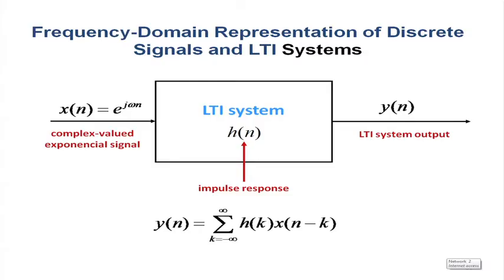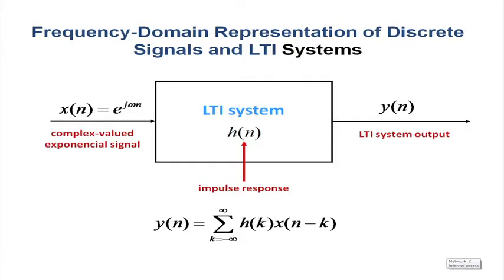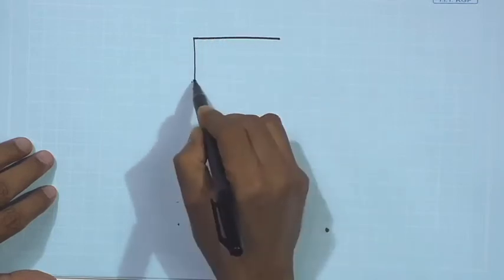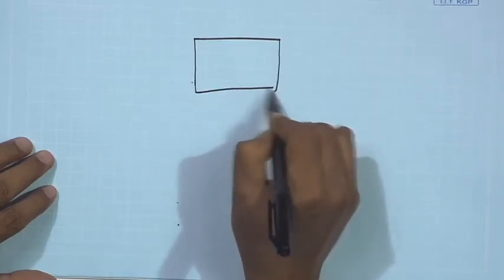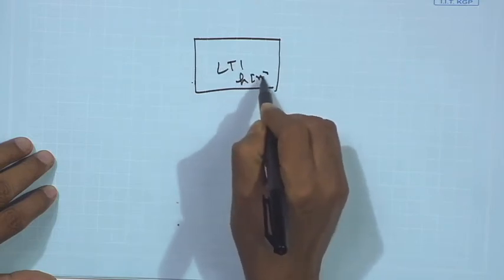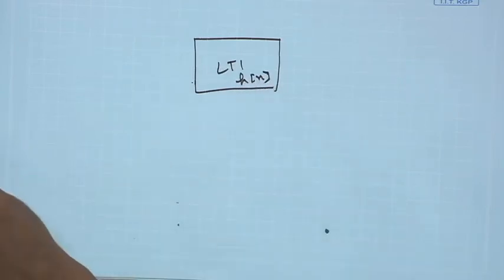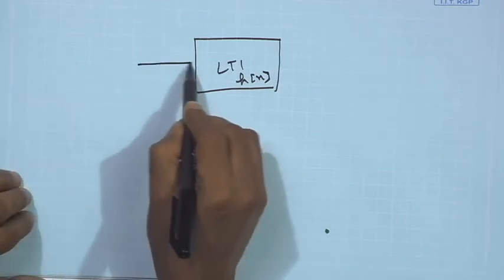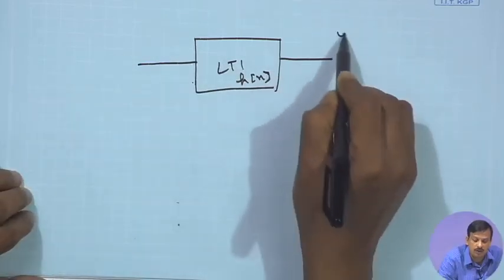Okay. So, we are discussing LTI systems and their implementation. Now, come to the frequency domain representation of discrete signals and LTI systems. Suppose I have an LTI system, h[n], let us say. Now, I want to provide an input and I get an output y[n].